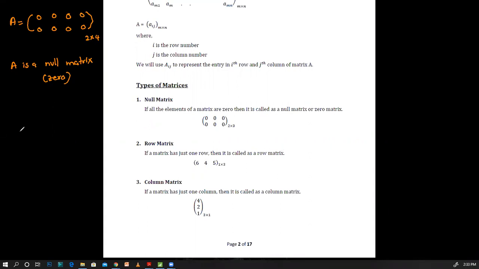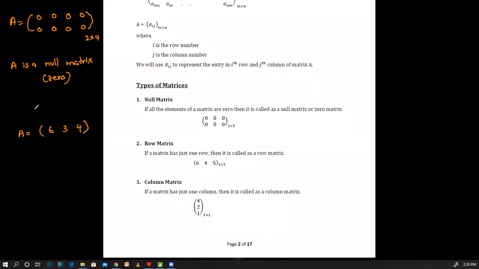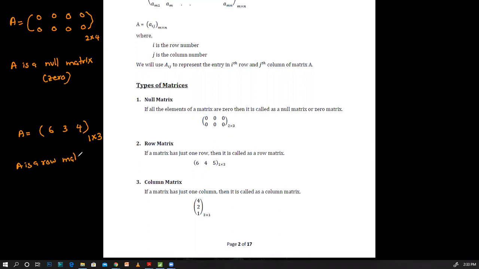Now think about if A is the matrix we are having in this form: 6, 3, and 4. Here we can see that there is only one row. Therefore, we can say this is a 1 by 3 matrix. The order of the matrix is 1 by 3. And we can say that A is a row matrix, because we can see only one row in this matrix.